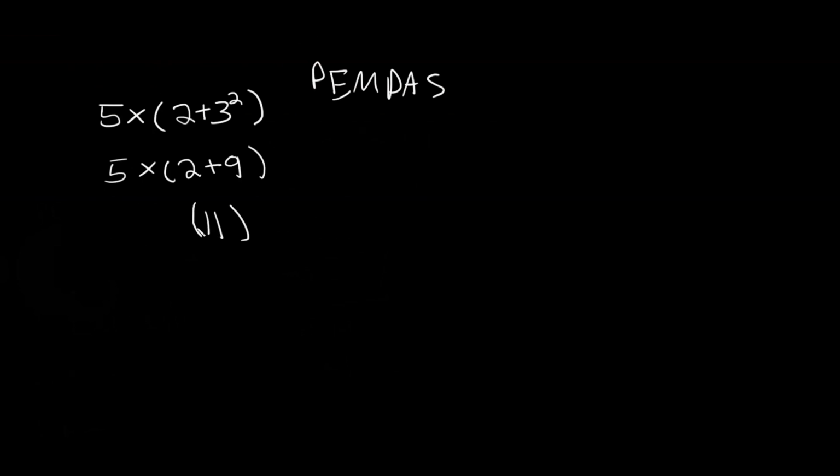Since there's only one value now inside the parentheses, we don't necessarily need them, so we can remove those. And now we're multiplying by 5. Since there's no exponents, we move on to multiplication and division. So 5 times 11 is just going to be 55, and 55 is our answer to this problem.